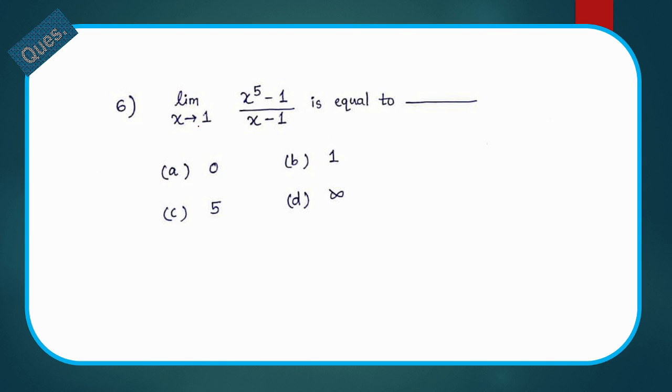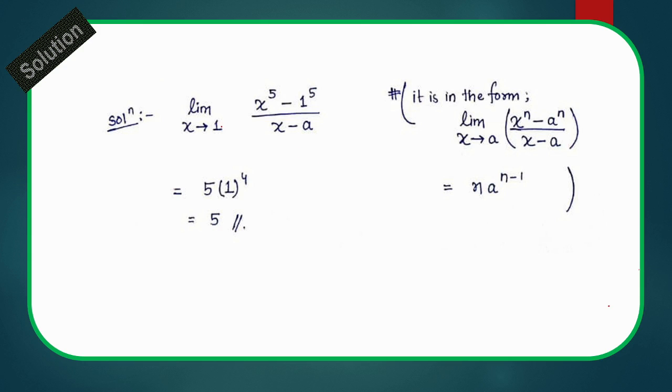So coming to the next question, it is saying limit x tends to 1, x to the power 5 minus 1 divided by x minus 1 is equal to dash. So these are the options 0, 1, 5, infinity. So let's see how to solve this. Limit x tends to 1, x to the power 5 minus 1. How can we write 1? 1 to the power 5 is also 1. So divided by x minus 1.